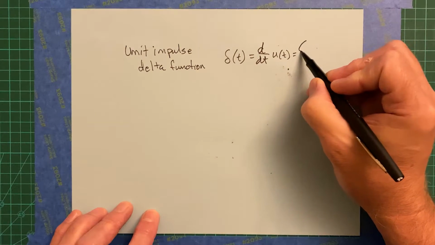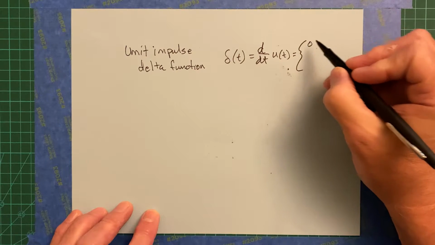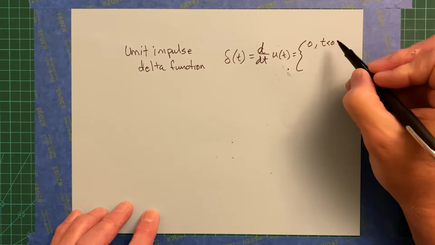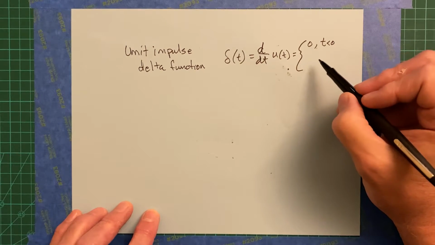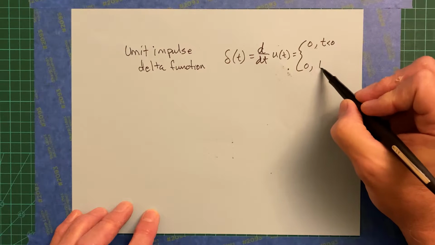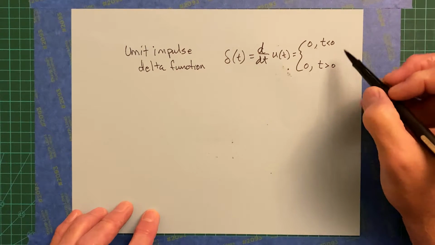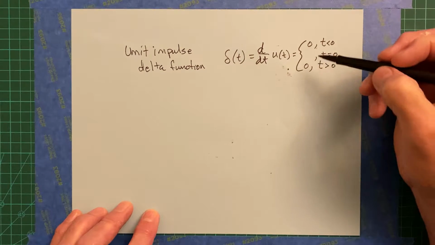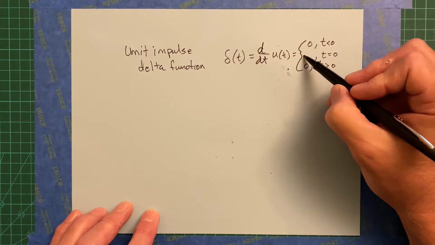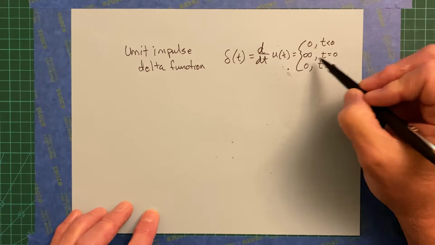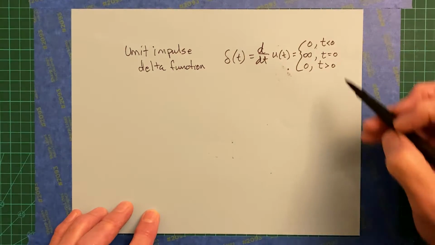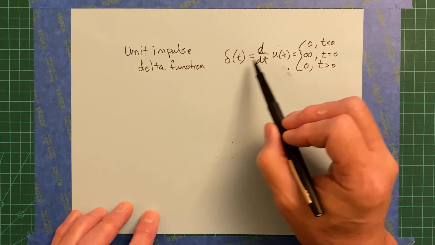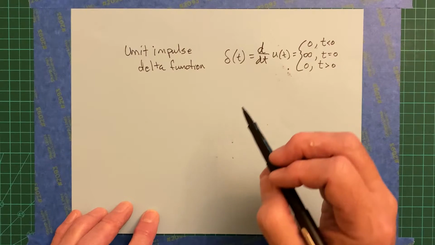And it is equal to, well, it's 0 for t less than 0. And it is also 0 for t greater than 0. So that just leaves t equals 0, and for that it is undefined. It is infinite. Okay. Now you might say, well, how useful is something like that? Well, you got to remember this is the derivative. It is the slope of the unit step function.